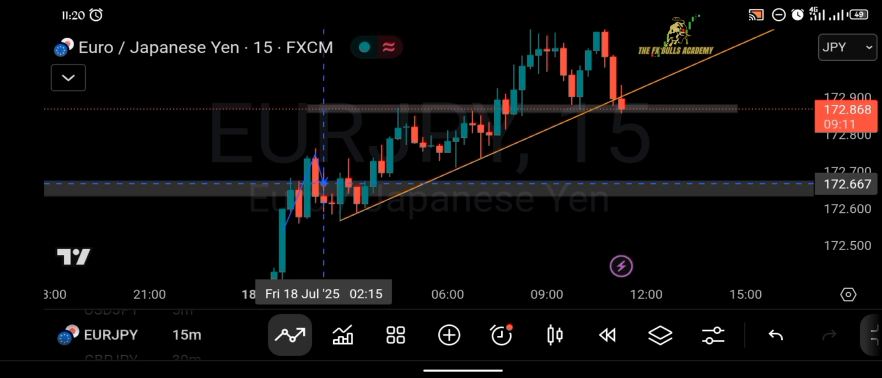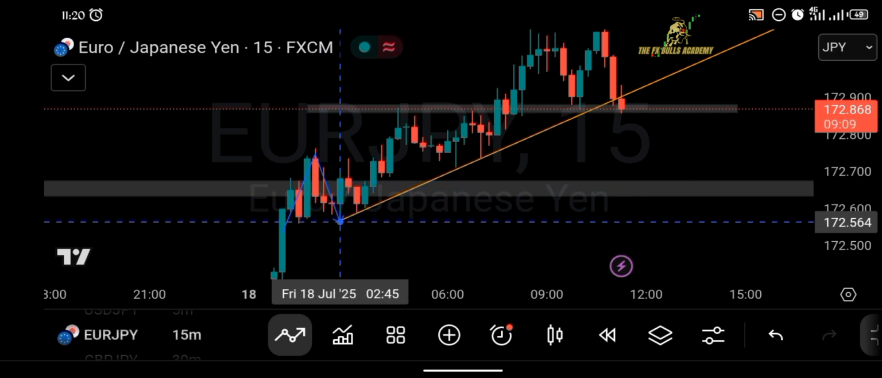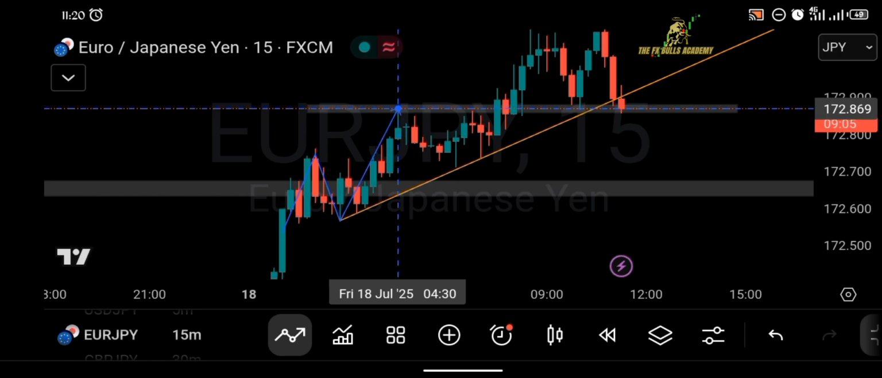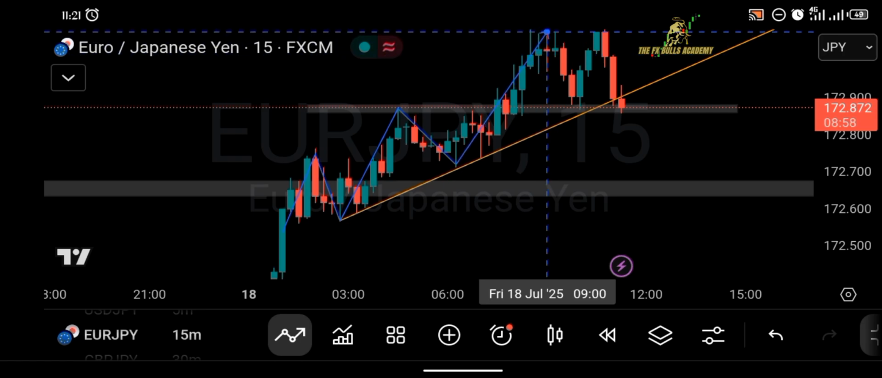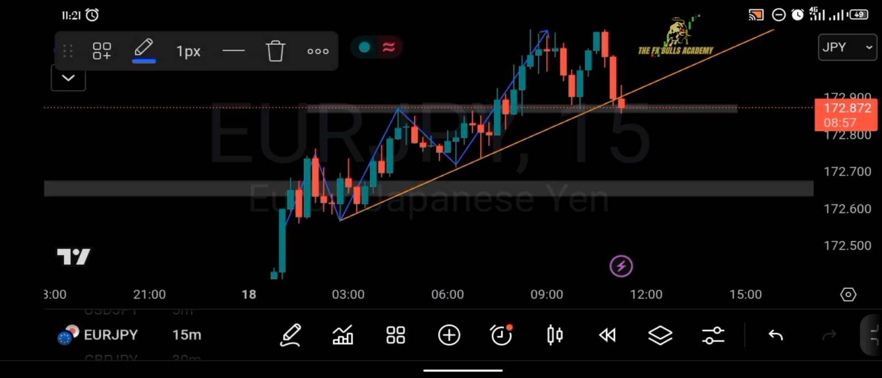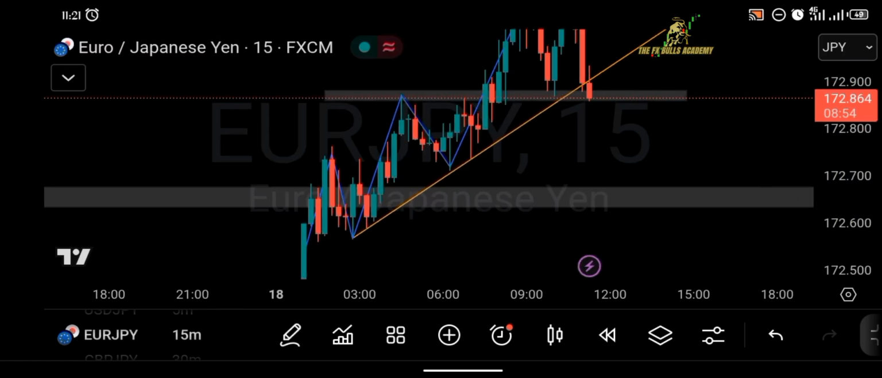So higher high, higher low, lower high, higher low, yes, higher low. Then it gave us another higher high. Then it gave us a lower high here, sorry, higher low. Then now, this was where the chart was when I was analyzing it.